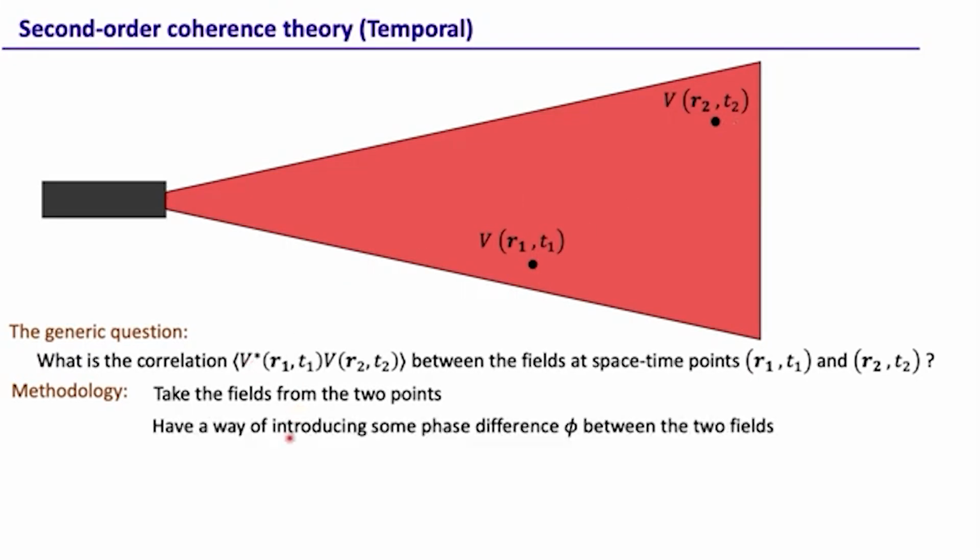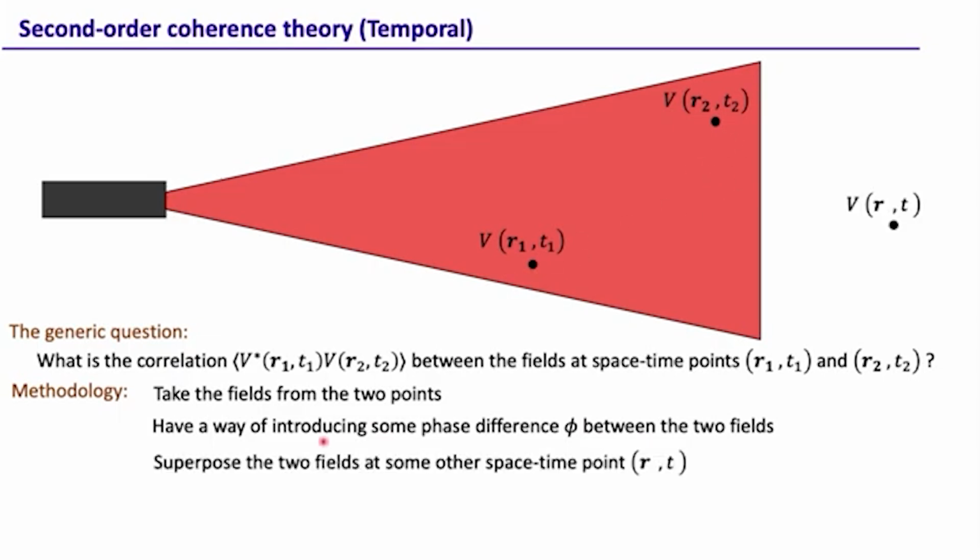Then have a way of introducing some phase difference, the phi, between the two fields. After that, we superpose the two fields at some other space-time point. At the third point, we take the field from here, we take the field from here, have some way of introducing the phase difference between them, and then combine or superpose these two fields at this point.